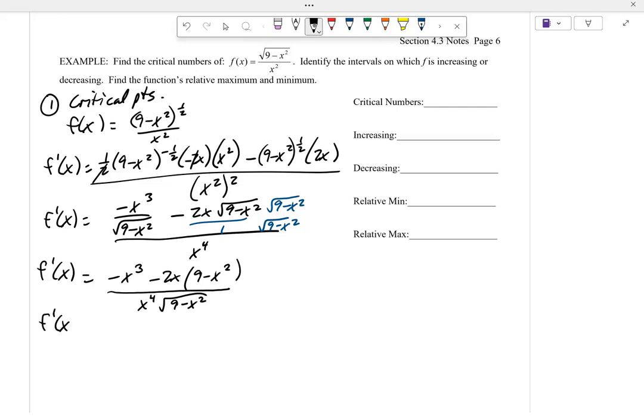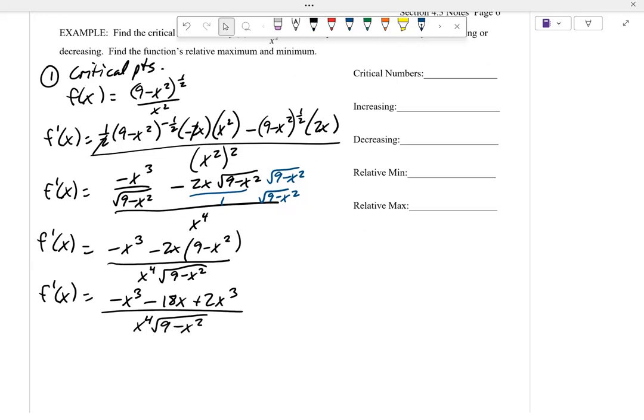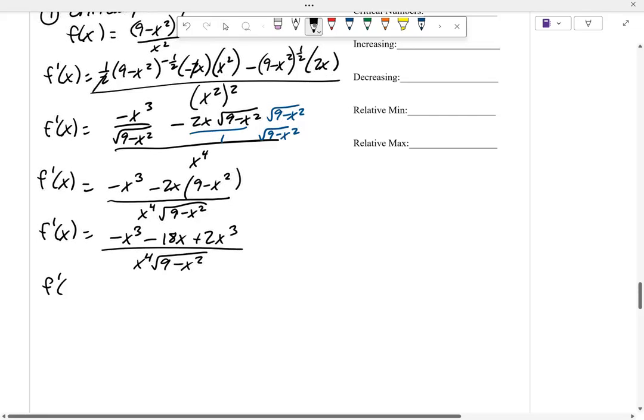So this derivative ends up being negative x cubed minus 18x plus 2x cubed over x to the 4th square root of 9 minus x squared. 2x cubed minus x cubed is just an x cubed.